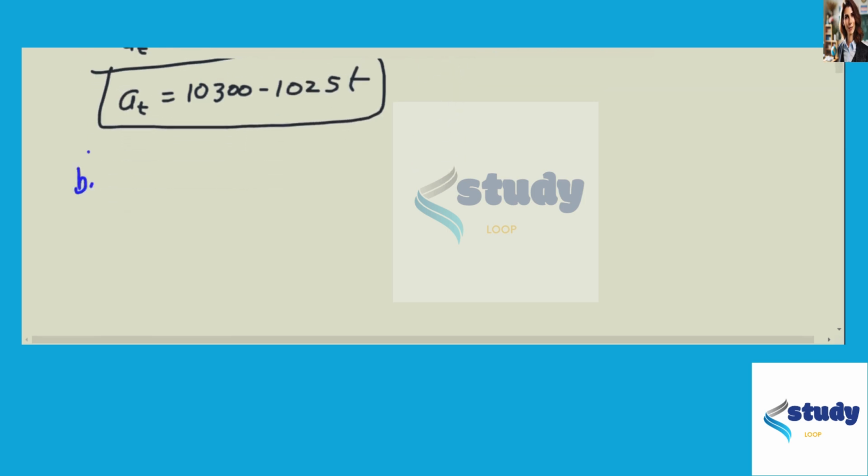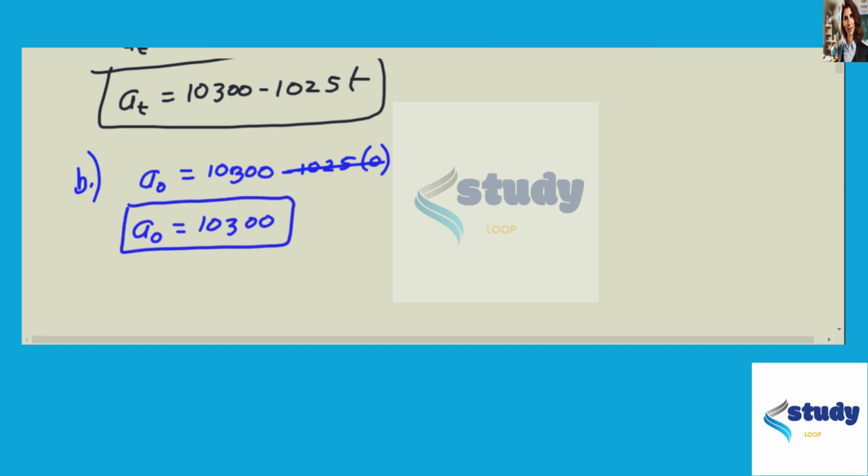Okay, now let's take a look at part B of this problem. They're asking us to find the salvage value after year 0, after year 1, 2, 3, 4, 7, and 8. What we need to do is substitute these values into our formula. To find after year 0, we have a sub 0 is equal to 10,300 minus 1,025 times 0. All we're really doing is substituting these values in for t. 1,025 times 0 is 0, so this cancels. So a sub 0 would be 10,300, which makes sense. After 0 years, it still has the original value.